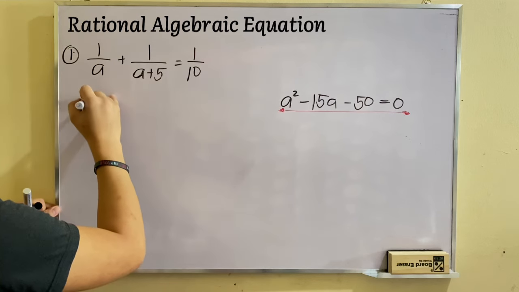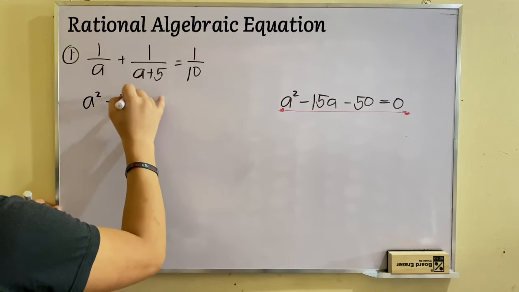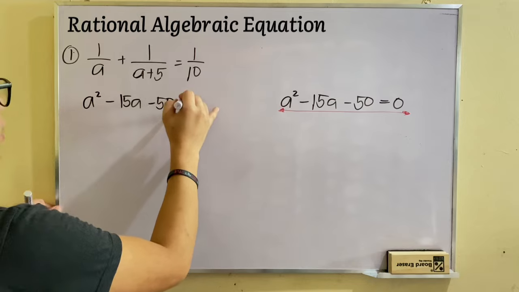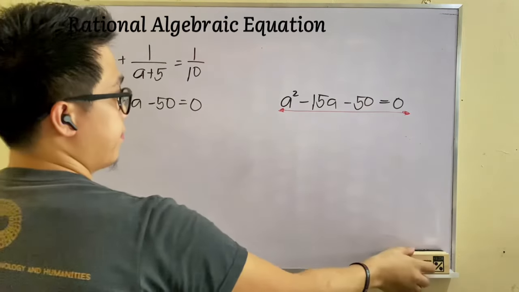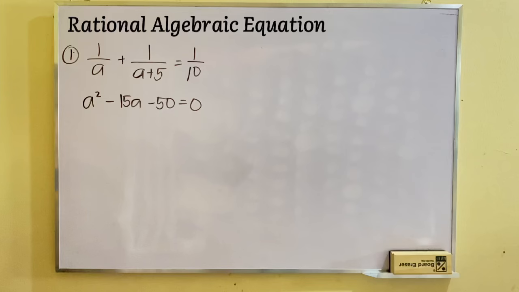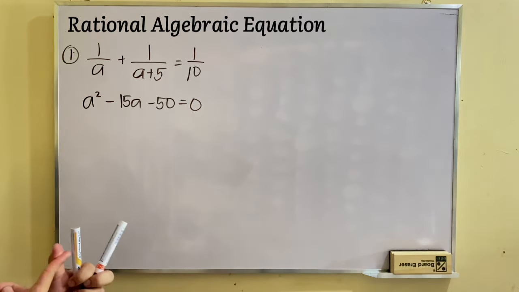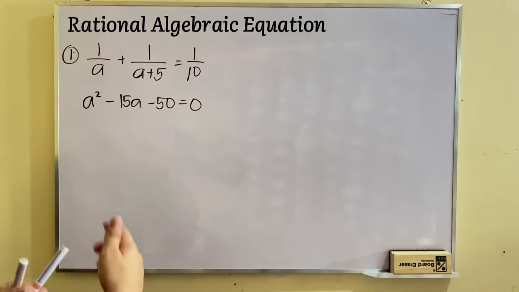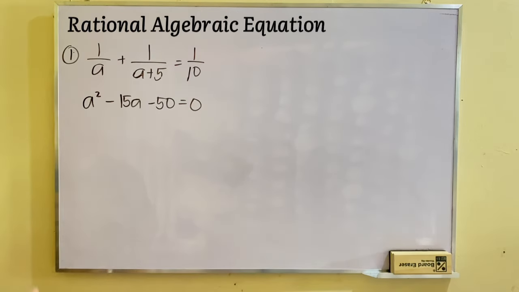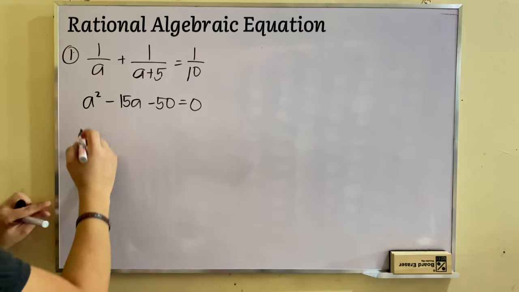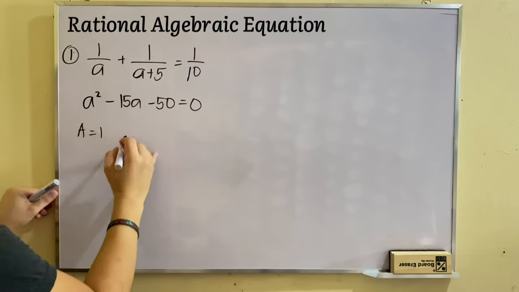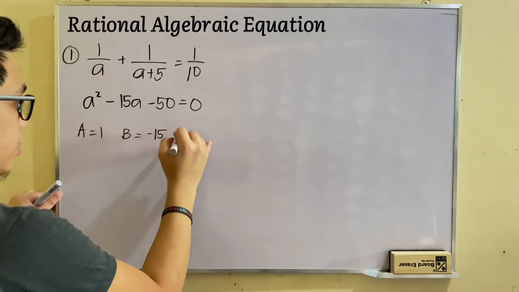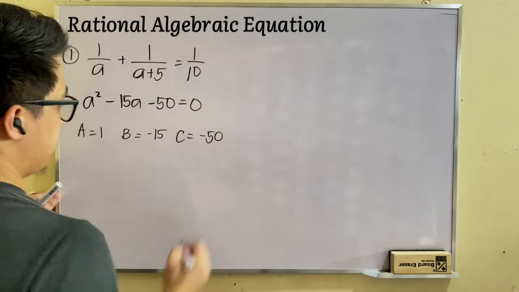So sulat na lang natin siya dito. A squared minus 15a minus 50 is equal to 0. So, i-solve natin at hanapin yung value ni a. So, merong 4 na paraan: extracting the roots, factoring, completing the square, and through the quadratic formula, which is yung gagamitin natin. Hanapin muna natin ang value ni a, which is 1, value ni b, which is negative 15, and c, which is negative 50.